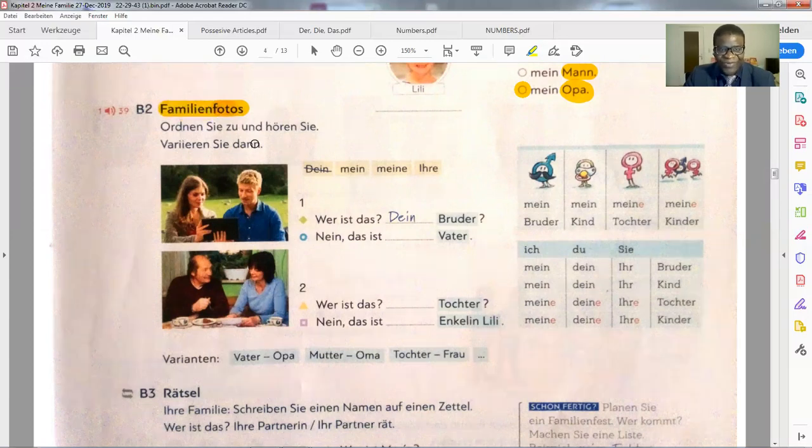Ordnen Sie zu und hören Sie. Okay, also, you know, after listening, you make order. Okay? Then you listen. Like, try it out. Then you're gonna do what? Listen to the CD and check yourself to say, oh, I'm right, I'm wrong. Dein, mein, meine, ihre. I hope you remember this is what we started with from Grammatik and conjugation based on my family.